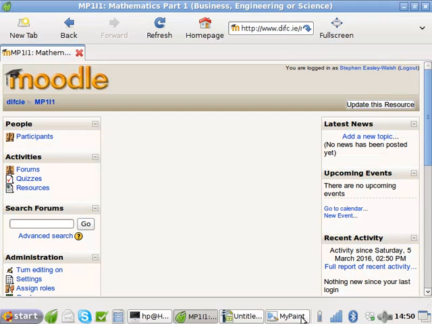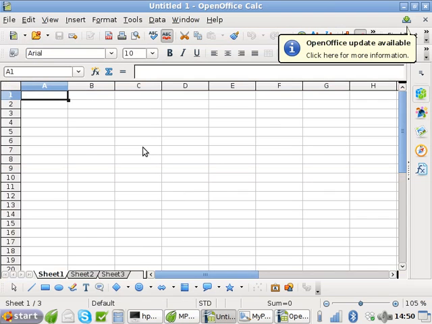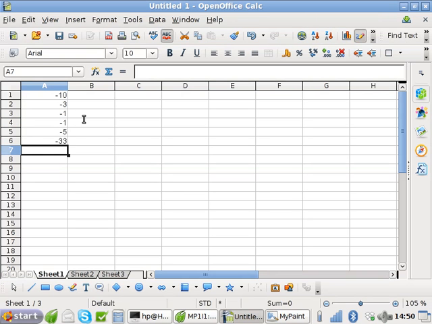Whoa, slow down there. Negative 10. Hang on, I need to write them down somewhere. Negative 10, negative 3, negative 1, minus 5, minus 32. Did you get the same numbers? Okay, alright. So we have our numbers.